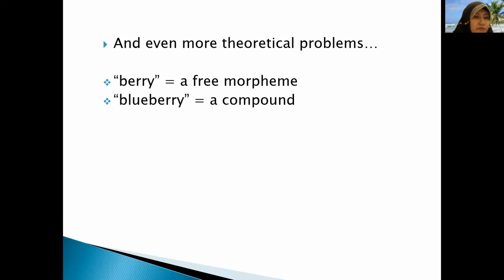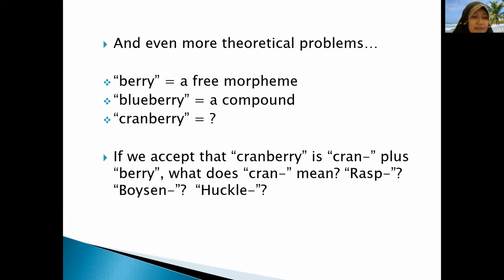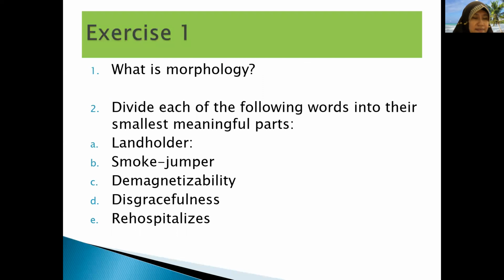And even more theoretical problems, berry. Berry is a free morpheme. Blueberry is a compound. How about cranberry? So if we accept that cranberry is cran plus berry, what does cran mean? Crops or poison or huckle? Okay, so you have to think about those cases.